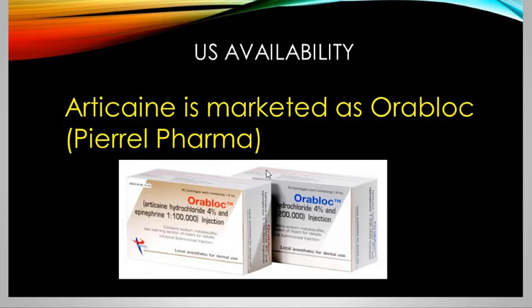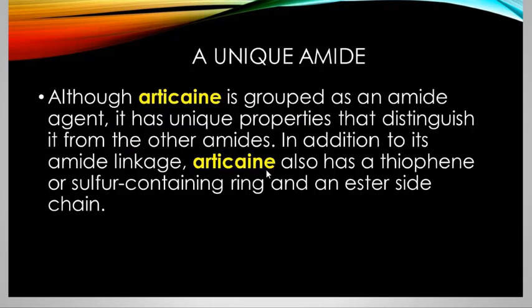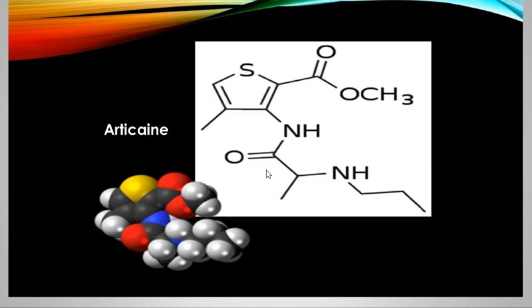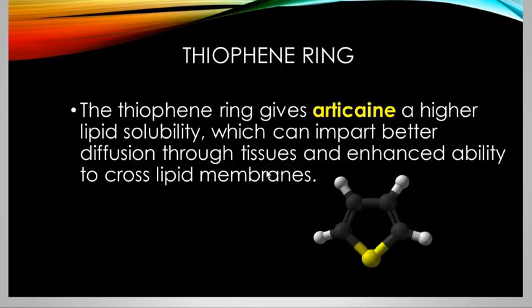So let's talk about the benefits of Orablock and articaine. Articaine is a unique amide. It has some unique properties from the other amides. It has a thiophene ring, or a sulfur-containing ring, and an ester side chain. So those are the 2 changes that were made to this specific chemical. So let's talk about these 2 changes in the chemistry that articaine has.